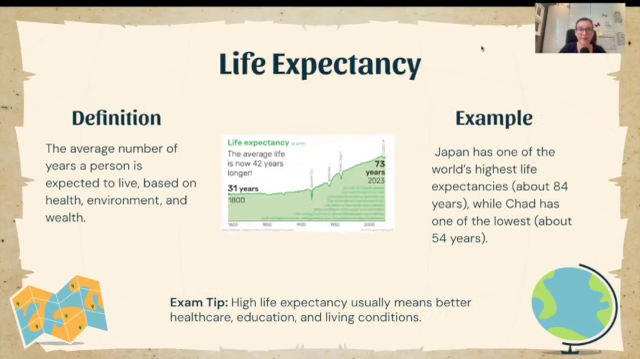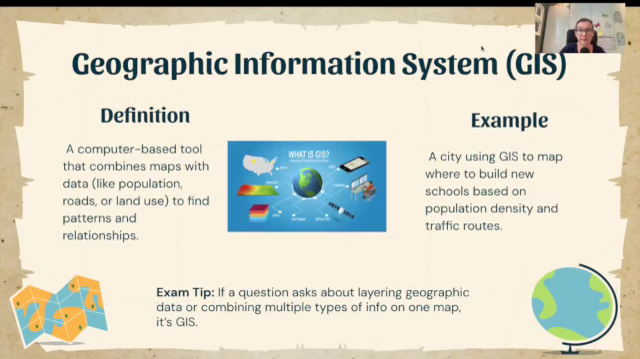Life expectancy. The definition is the average number of years a person is expected to live based on health, environment, and wealth. For example, Japan has one of the world's highest life expectancies, around 84 years old, while Chad has one of the lowest, around 54 years old. So here's an exam tip. High life expectancy usually means better healthcare, education, and living conditions.